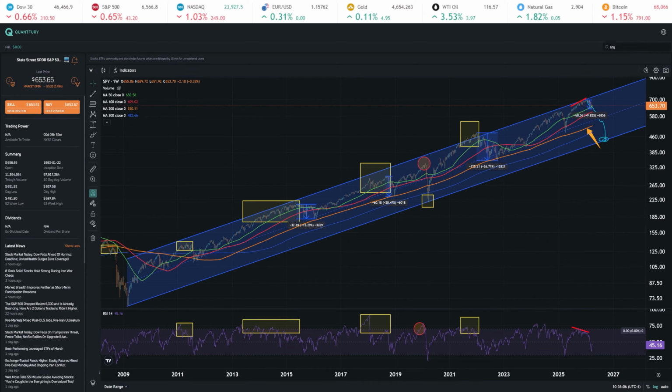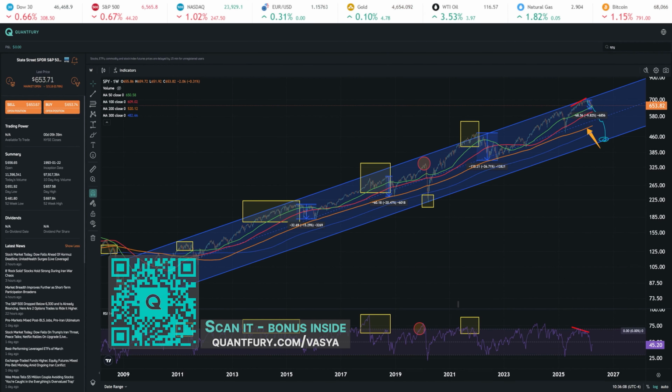Hello everyone. Today we'll analyze the American stock market, specifically the S&P 500 index as the main indicator of the US and global economy. Look at the chart! I want to point out that we'll be looking at everything on the QuantFury platform. I chose it for my own trading.